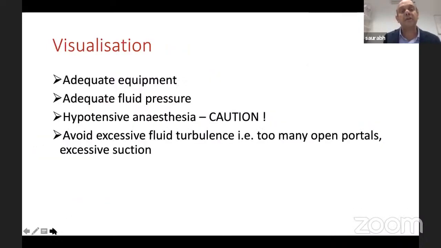So now visualization. Visualization is very important, and it is dependent on your team, on your equipment, and on your anesthesia. This is one area where it's not just surgeon dependent, you're dependent on your whole team. So equipment has to be good. Fluid pressure: if you increase a lot of fluid pressure, yes, you can stop the bleeding from capillaries, but increased fluid pressure means all the fluid will extravasate into your soft tissues. It will stretch your capsule, and the patient will wake up with a very swollen and stretched capsule, i.e. pain, which means he can't do his rehabilitation and exercises properly.